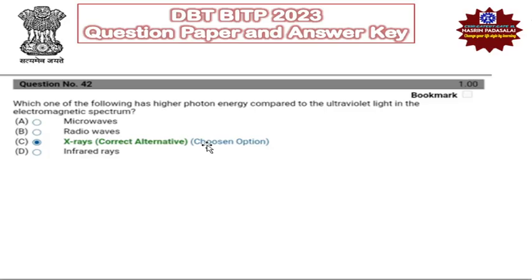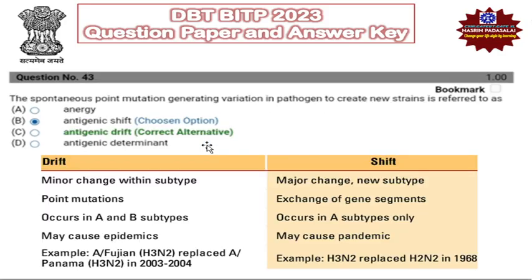Next, which one of the following has a higher photon energy compared to ultraviolet ray in the electromagnetic spectrum? The correct answer is X-ray. X-rays have a high photon energy when you compare them with the UV ray in the electromagnetic spectrum.